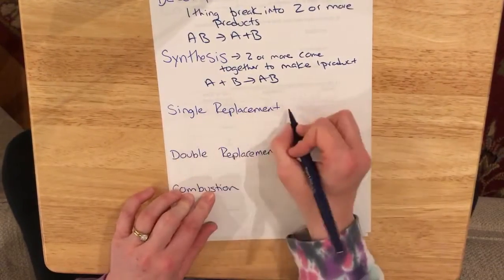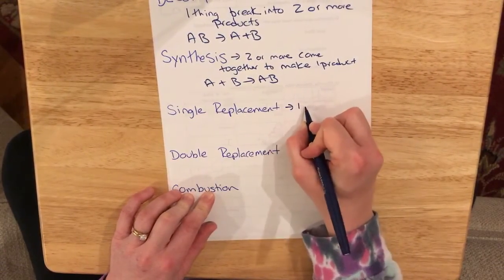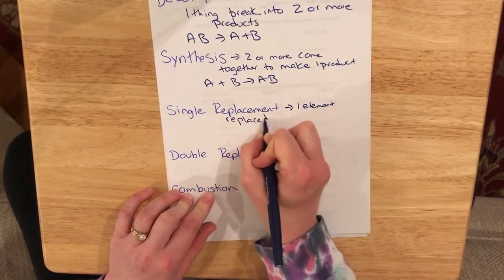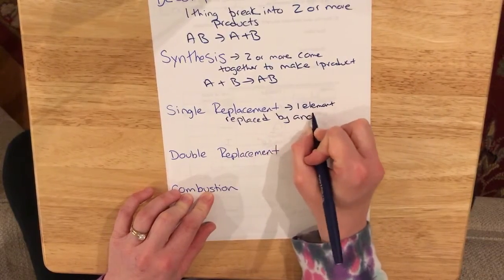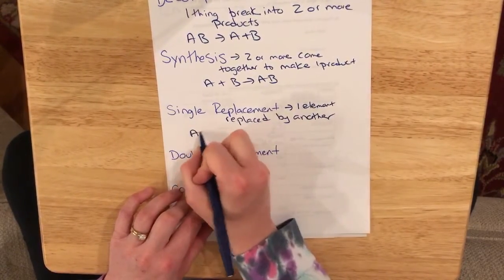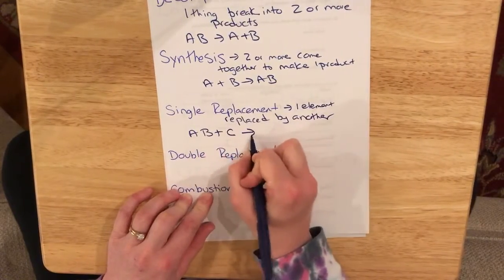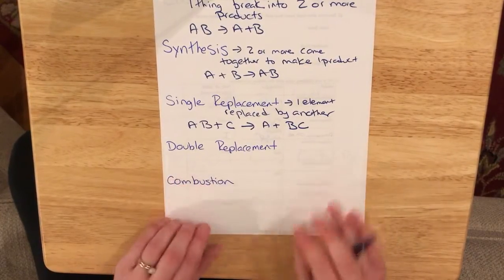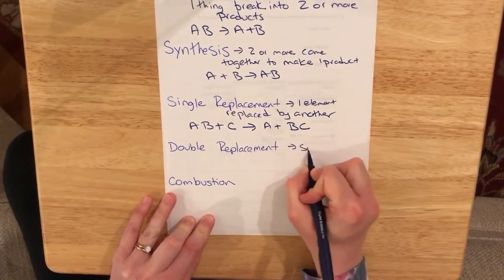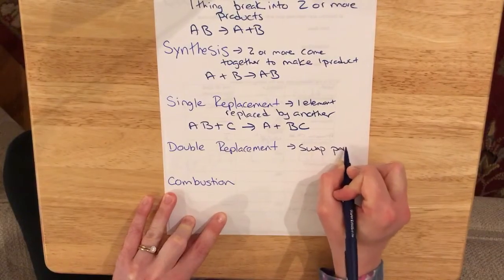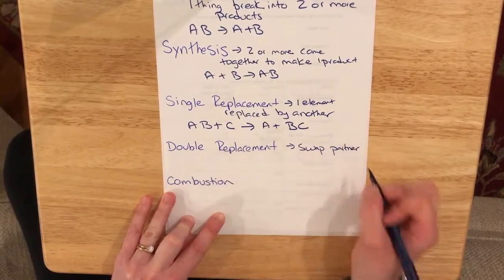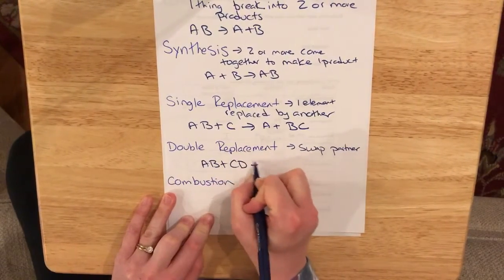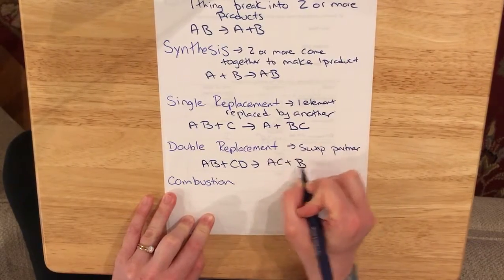Single replacement, so one element is replaced by another. So you would have something like AB, and then you'd have C, and so then A would get bumped to the curb, and B would be sitting with C. And then double replacement is where they swapped their partner, and so whoever they started with in the reactants, they ended up with someone different in the products. So you might have AB and CD, and you might end up with AC and BD.